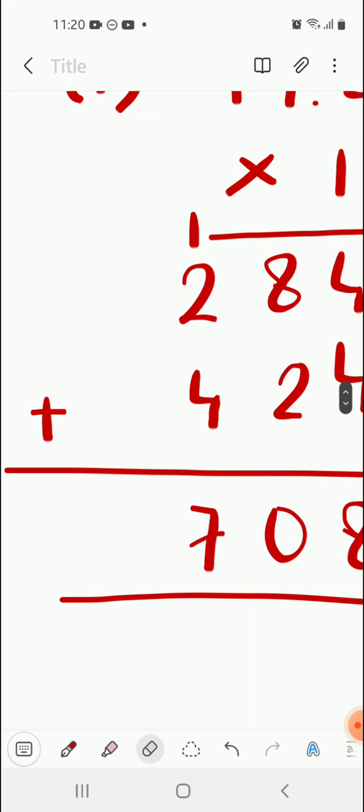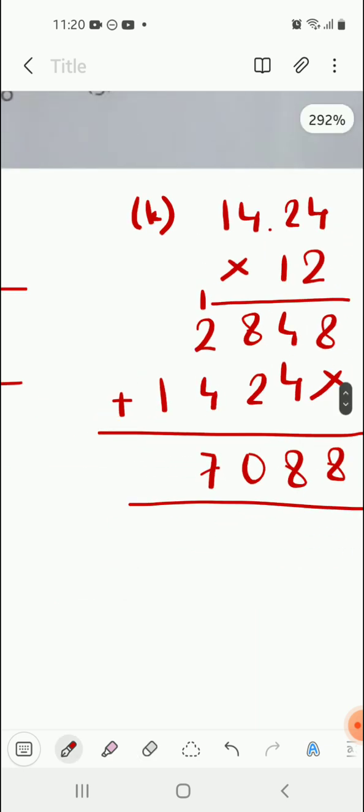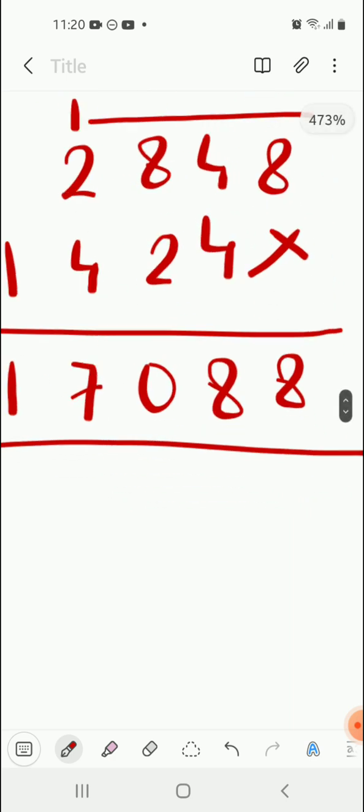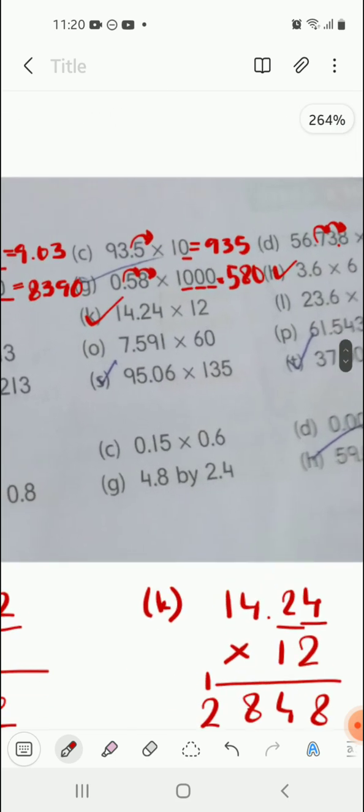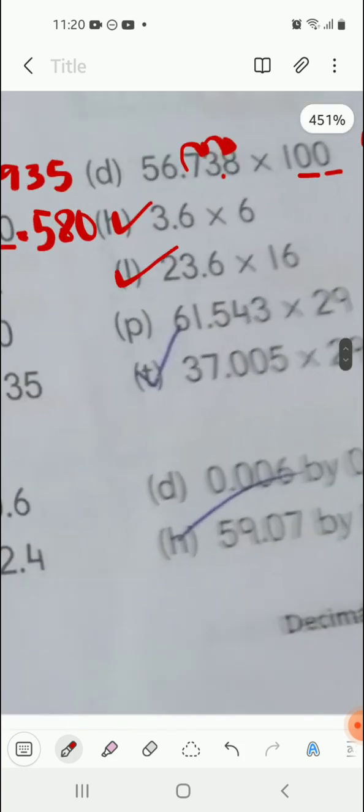Here there is 1, one's a 1. Sorry. Okay, now. So we have got 17088. Now you can see there are two places after the decimal point. So there will be two decimal places. So insert a 0 before two digits. Right? So the answer becomes 170.88. So we are done with K. We'll move on to L.